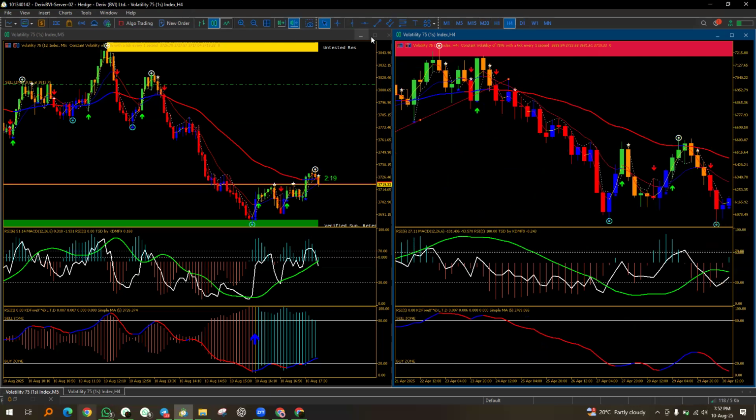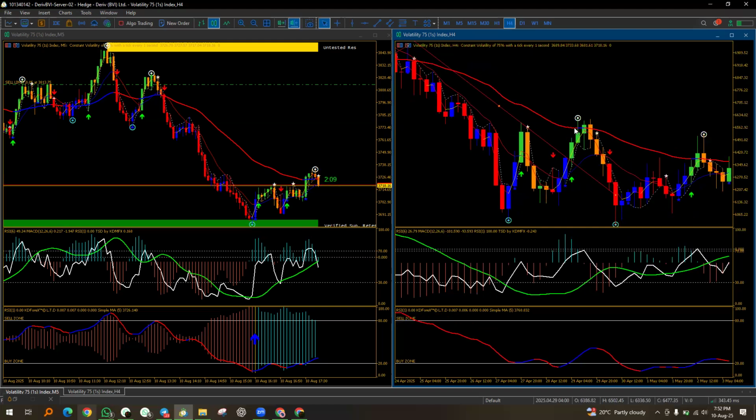Same thing if you draw from that point going all the way to that point. You see where the signals have been given. Exactly where the breakout has happened from. You see?